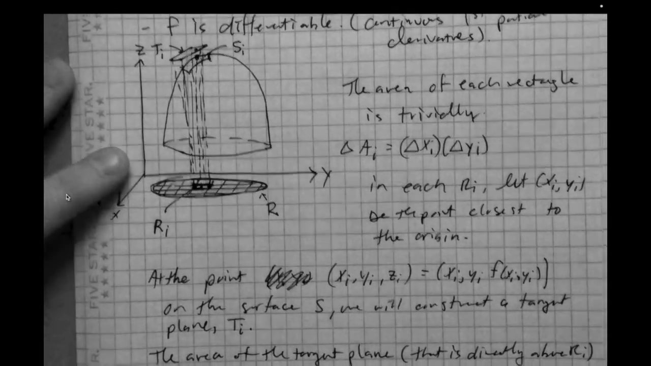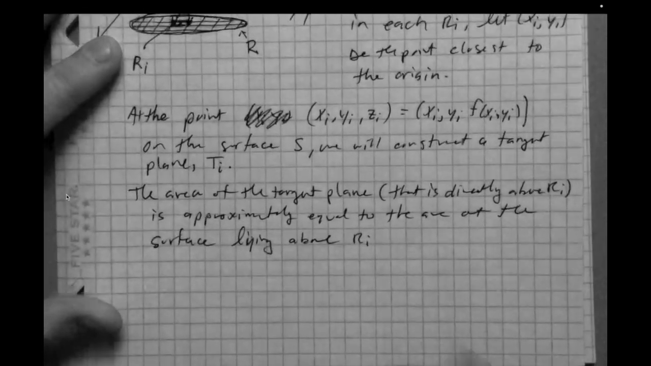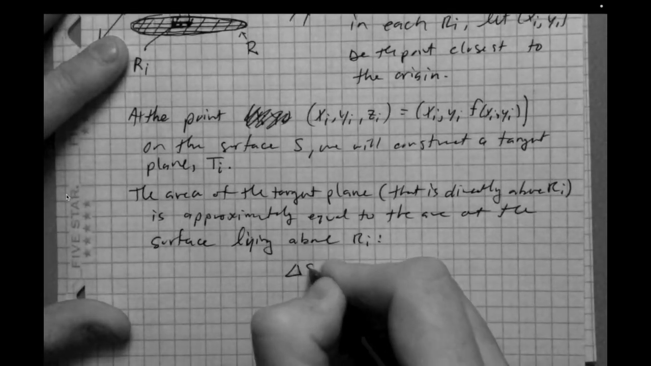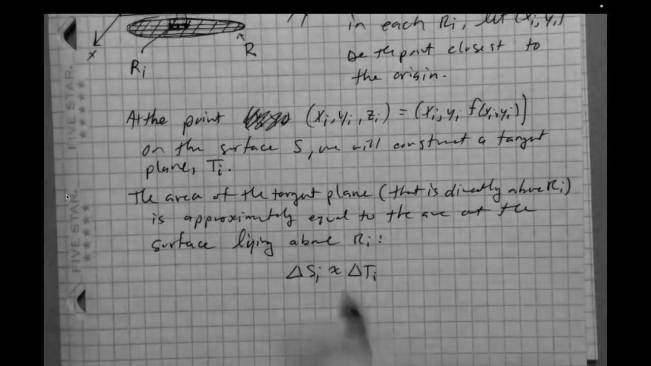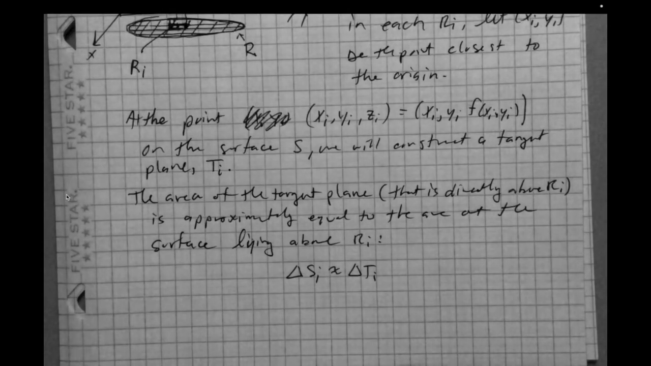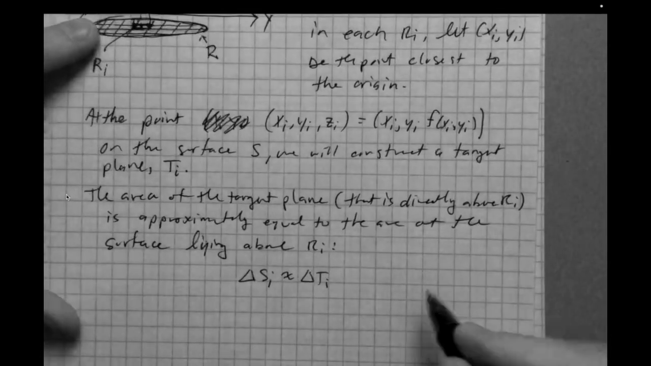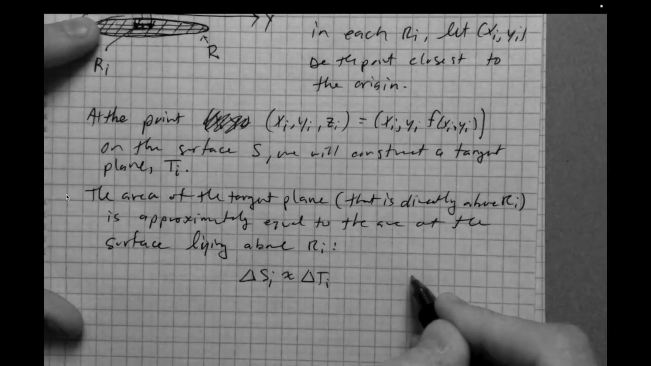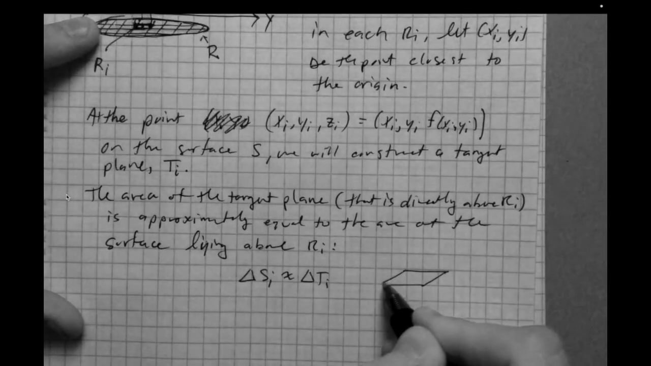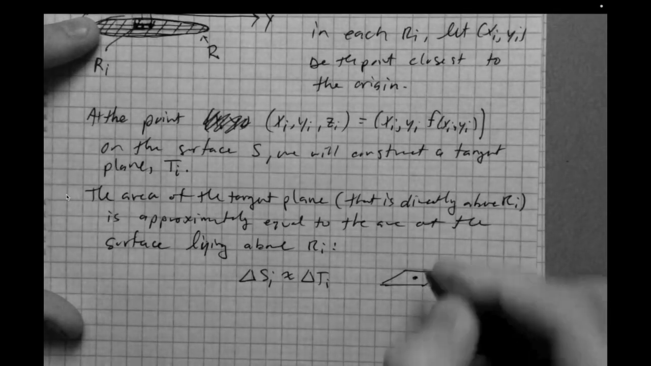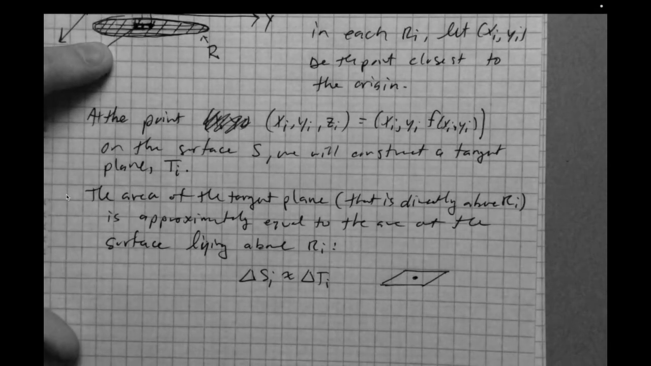So what we're saying here is that delta Si is approximately delta Ti. All right, so these two pieces are about the same. Let's just make that clear. What are we doing here? Well, we've got our Ti, which is a regular plane, and it's tangent at this point xi, yi, zi.